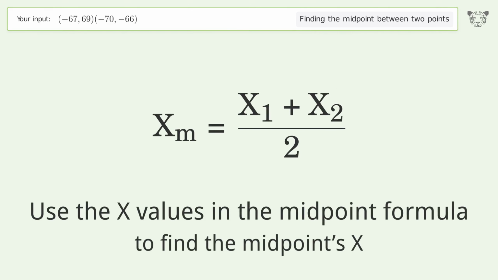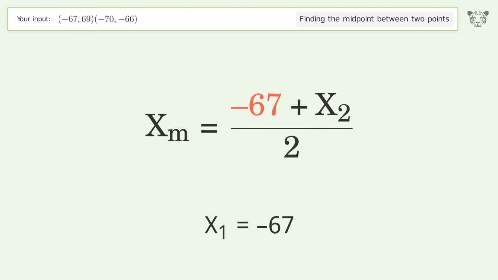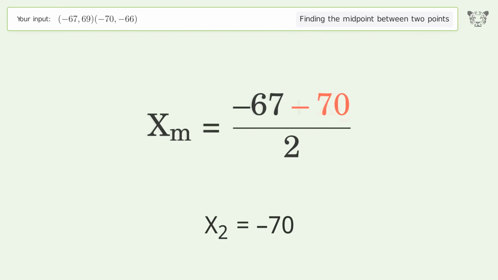Use the x values in the midpoint formula to find the midpoint's x. x1 equals negative 67. x2 equals negative 70. Simplify the arithmetic.